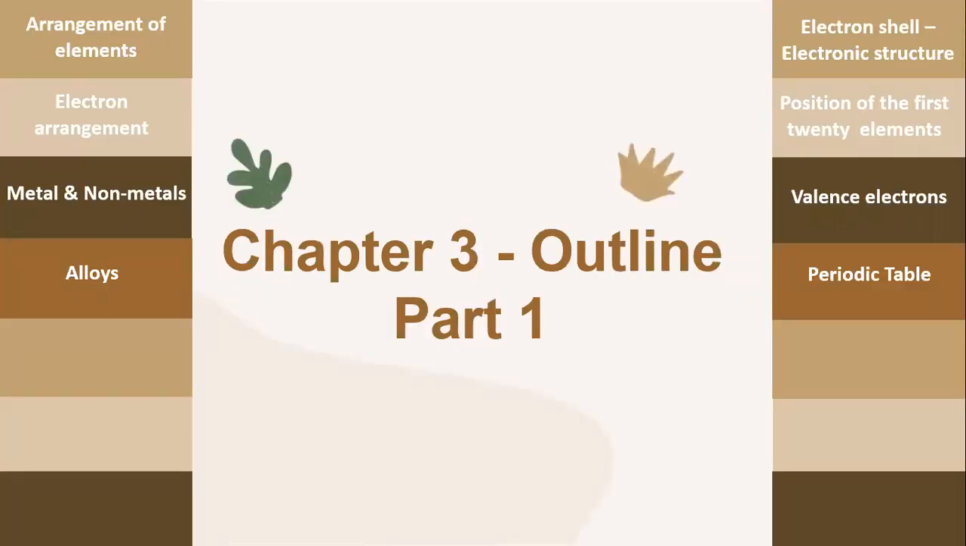In this chapter, let's talk about electron shell, electronic structure, position of the first 20 elements, valence electron, periodic table, arrangement of elements, electron arrangement, metals and non-metals, and finally, alloy.